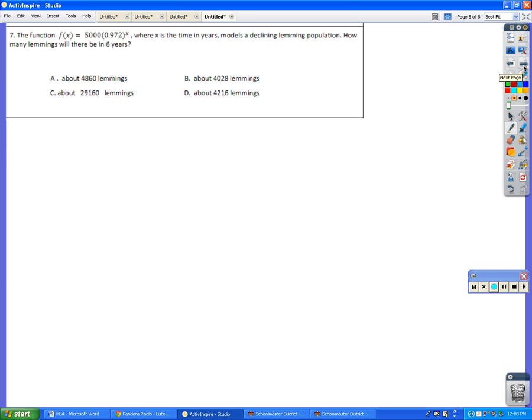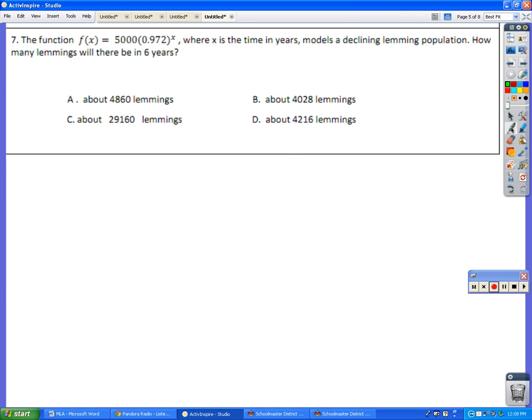Okay, next one. So now they give us this crazy f of x thing. It says x is the time in years, and it models a declining lemming population. How many lemmings will there be in 6 years? This is a simple calculator problem. Where does the 6 go? It goes in there for the x, yeah.